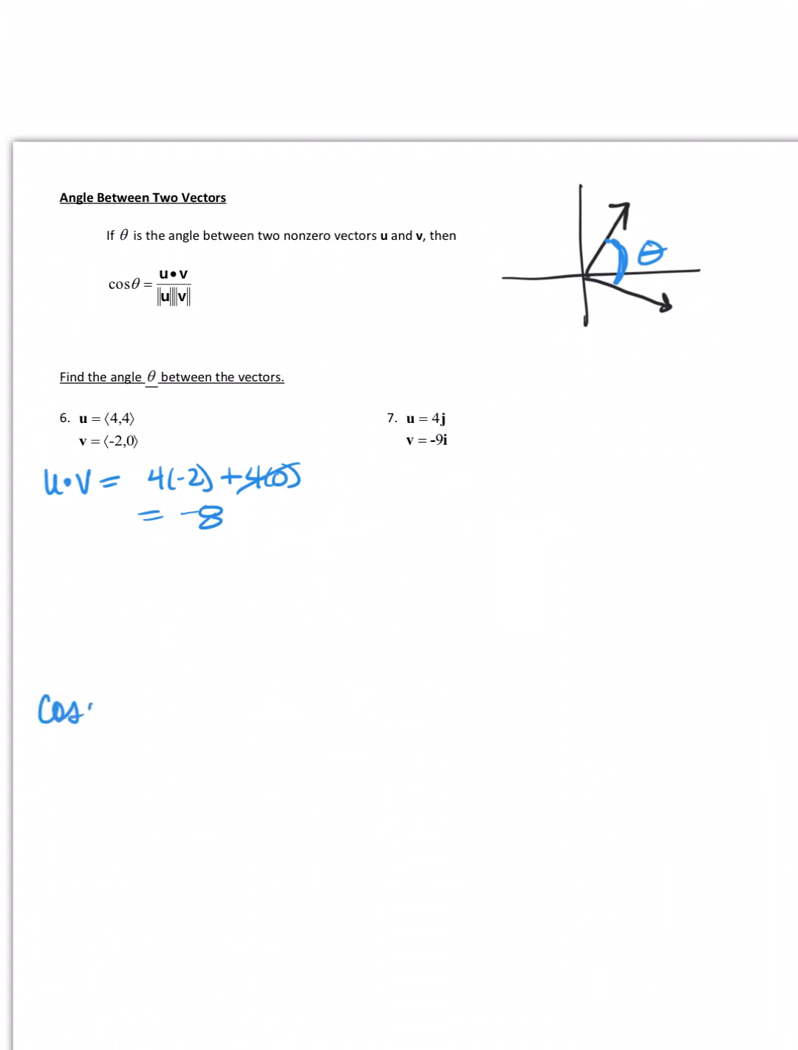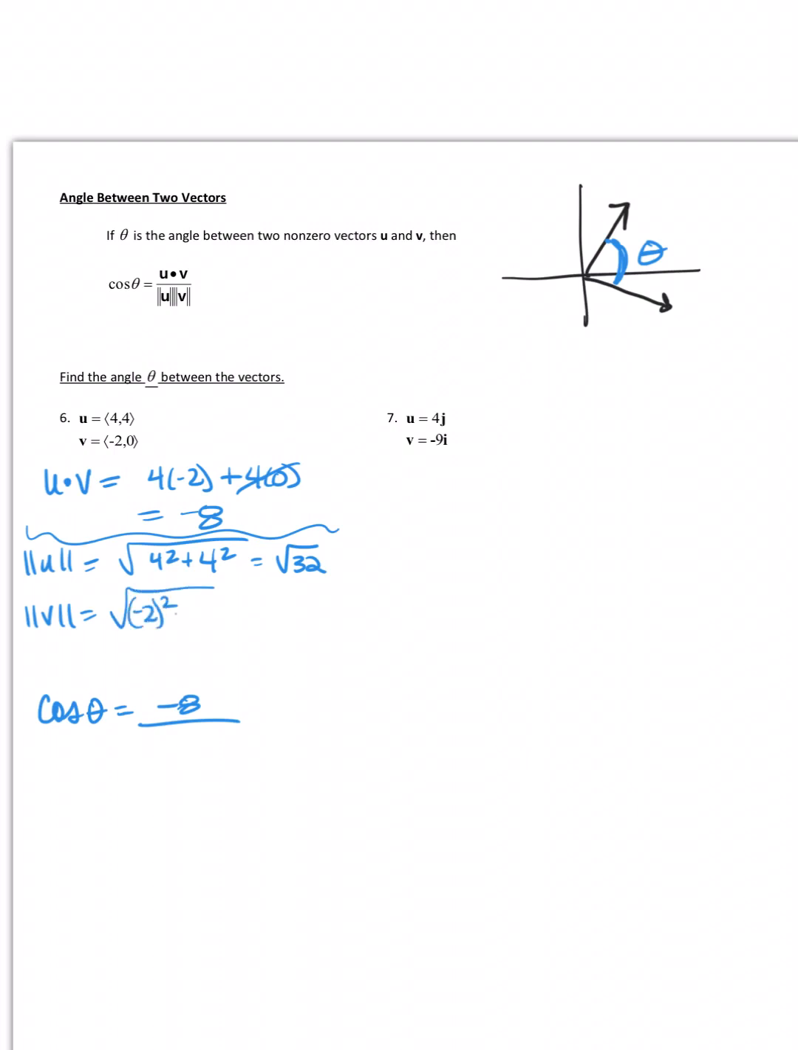So I'm going to come down here. Cosine of theta is going to be negative 8 over something, right? All right, let's do the magnitude of u: 4 squared plus 4 squared. So 16 plus 16 is the square root of 32. And then the magnitude of v: negative 2 squared plus 0 squared. Well, that's just going to be a 2, isn't it?